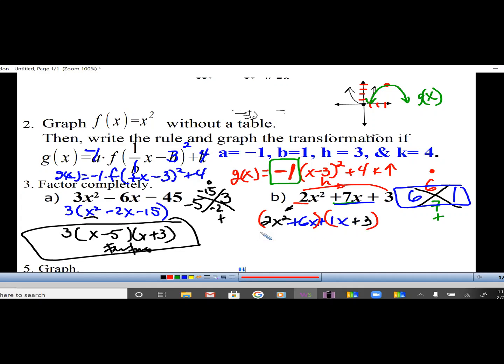So the first two, there's a GCF of 2x, we're left with x plus 3. The last two terms, GCF of 1, x plus 3. So we're left over, what's the same here and here, x plus 3. And what is left over after that, 2x plus 1. And those are my factors.